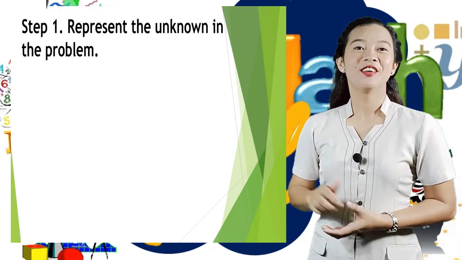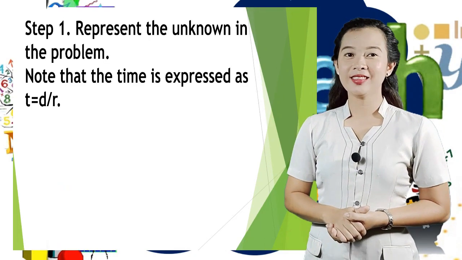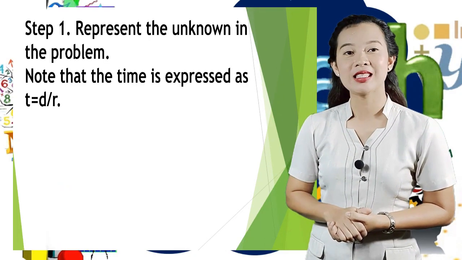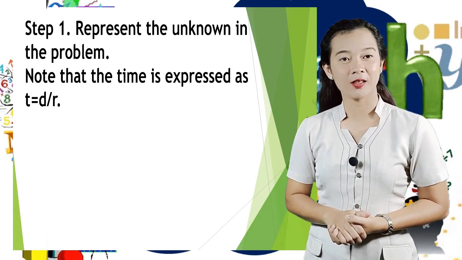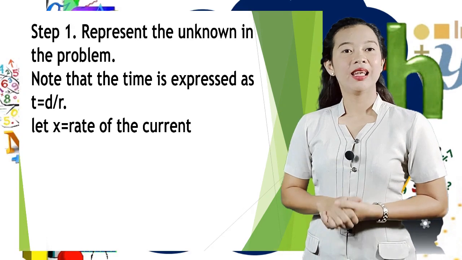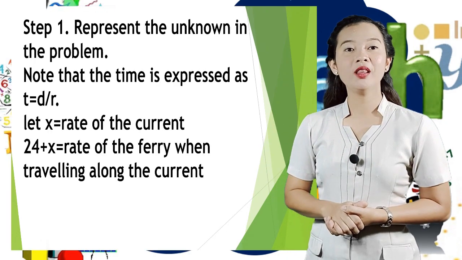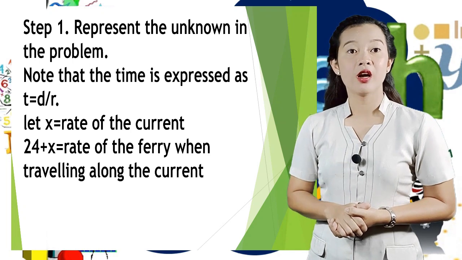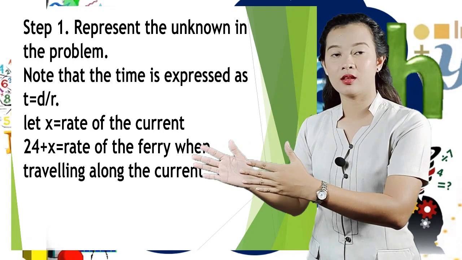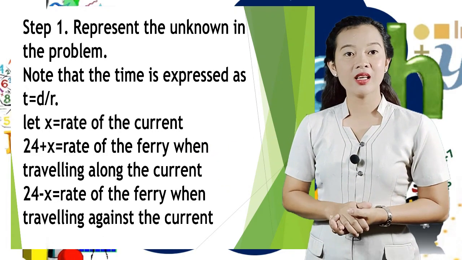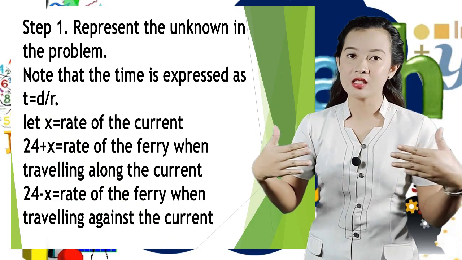Step 1. Represent the unknown in the problem. Note that the time is expressed as time equals distance divided by rate. Now, let x equals rate of the current. 24 plus x equals rate of the ferry when traveling along with the current. 24 minus x equals rate of the ferry when traveling against the current.